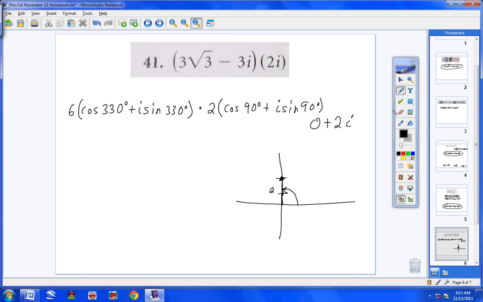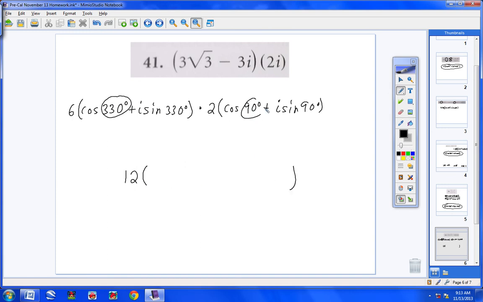There we go. And now I'm ready to go ahead and multiply these two trig form complex numbers. Well, we multiply outside times the outside. So 6 times 2 would be 12. And then we add 330 plus 90. So cosine of 420 degrees. And then for the sines, we also add the exact same angles, so we would get 420 degrees.